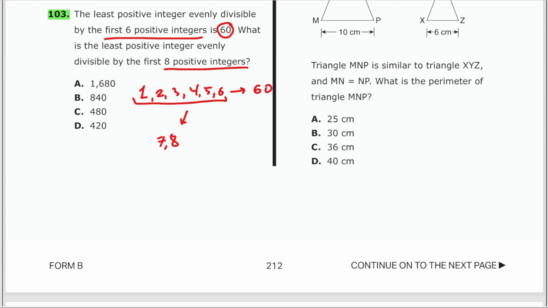Okay? Now, here's the thing about 7. 7 is a prime number. So, in order for a number to be divisible by 7, we have to multiply the 60 by the 7. So, 60 by 7 is definitely a go. So, it has to be 420.